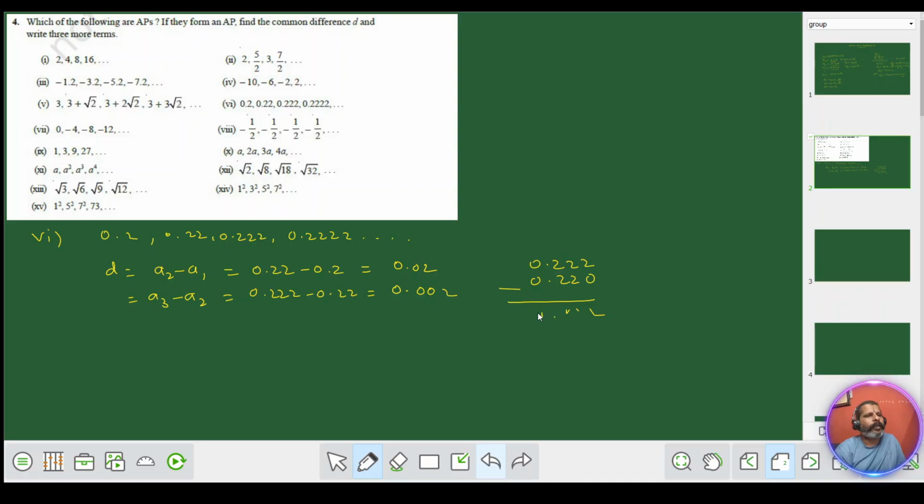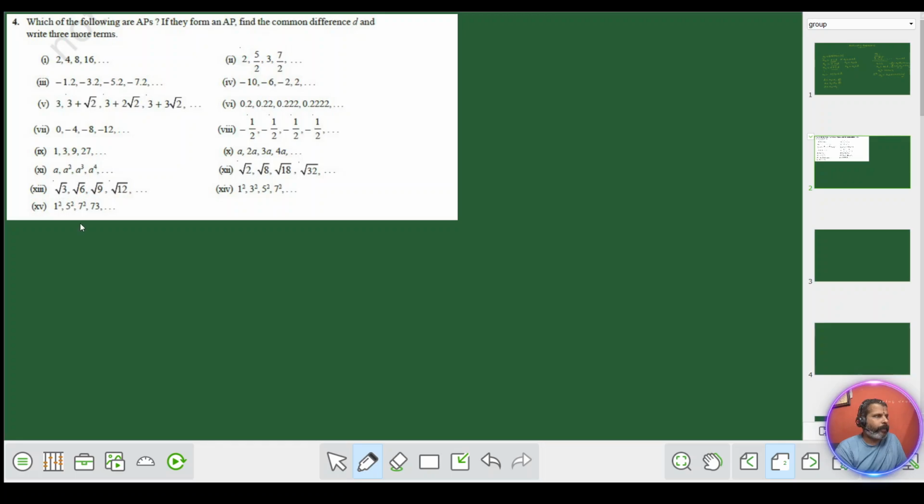So clearly, by looking at the values of d, we got 0.02 and 0.002. Therefore, d is not constant. Therefore, the given sequence is not in AP. We're not in AP, so no need to find the next three terms they have asked. Subtraction is important in this question, nothing more than that. We'll see the seventh one.